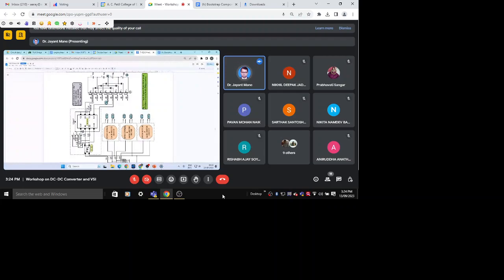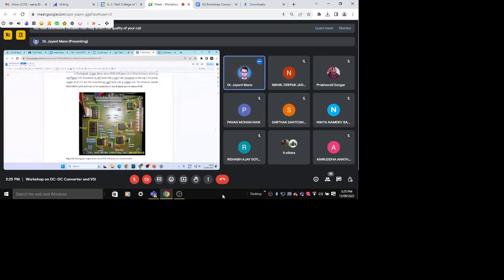Like that, I made it three phases. Of the R phase, gate driver, IR driver, four are required. These are the four. So in this case, I made one PCB for one leg.